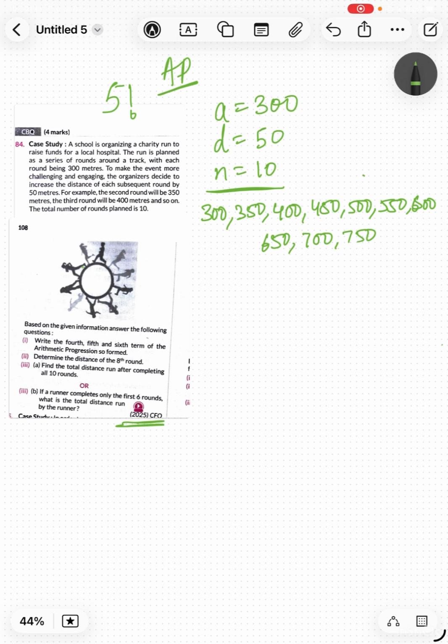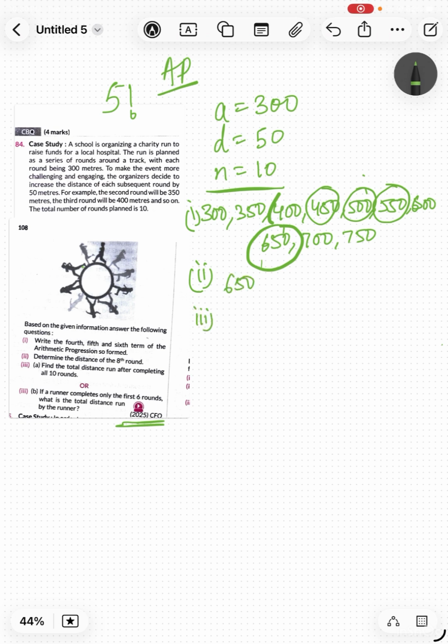So what is asked? Fourth, fifth, and sixth. Fourth is this, fifth is this, and sixth is this. Okay, so 450, 500, and 550. This was the first part. Okay, now what is asked in the second part? Determine the distance of the eighth round. See, we have already calculated all the 10 rounds. This is the eighth round. So 650 is the eighth round.